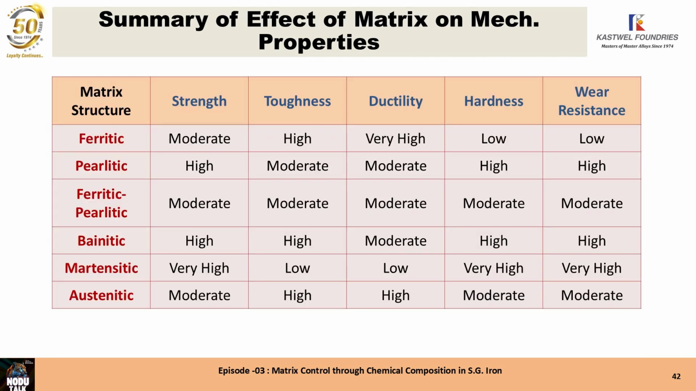This is a summary of the effect of matrix structures on the properties. On the left hand side, we have the matrix structures: ferritic, pearlitic, bainitic, martensitic, and austenitic. And on the top, we have matrix properties like strength, toughness, ductility, hardness, and wear resistance. So you can get an idea about the effect of the matrix structure on the mechanical properties.